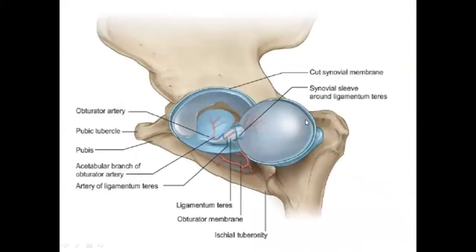Then we have the acetabular labrum. As we have seen in the glenoid labrum, in the same way the acetabular labrum is a fibrocartilaginous rim that is attached to the margin of the acetabulum. What does it do? It deepens the socket, it deepens the acetabulum and grasps the head of femur in place.